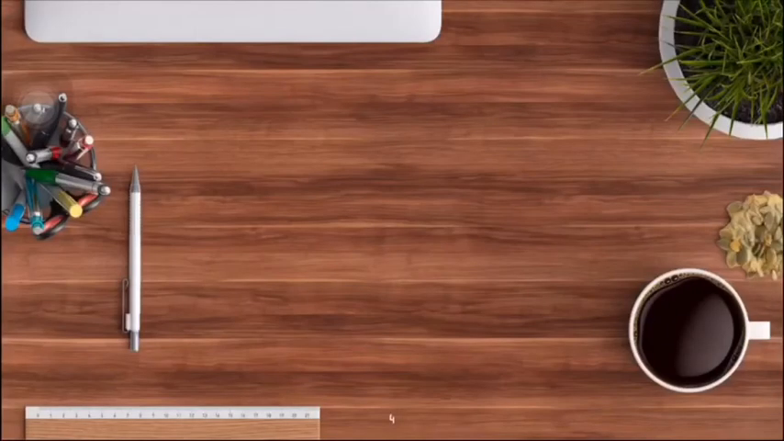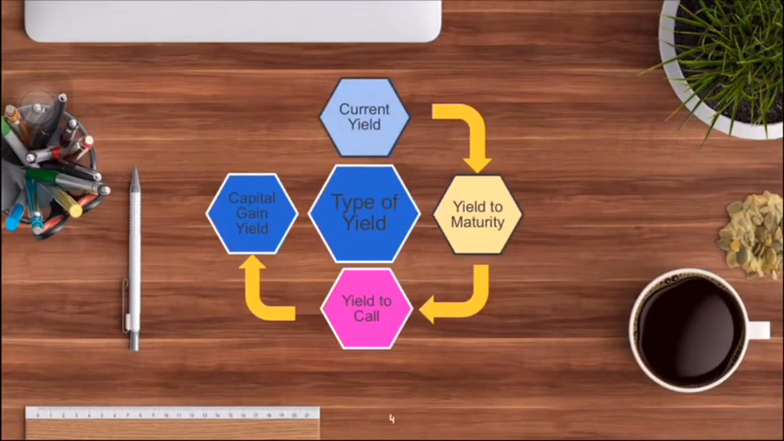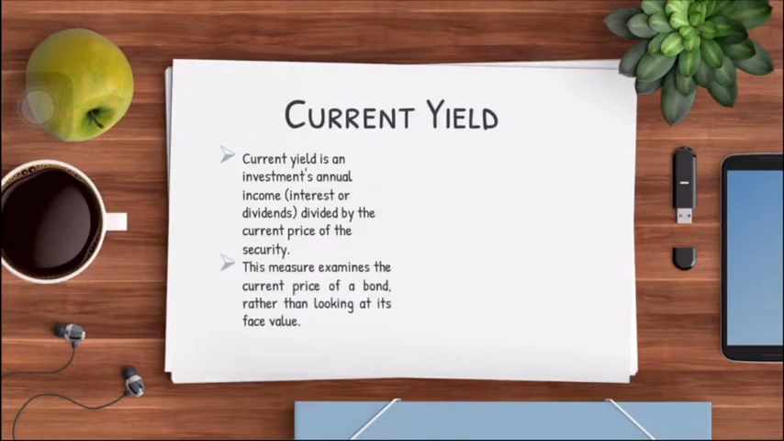Now we go to the types of yield. Basically, there are 4 types of yield. The first one is current yield. Current yield is an investment's annual income, interest or dividend, divided by the current price of the security. This measure examines the current price of a bond rather than looking at its face value.